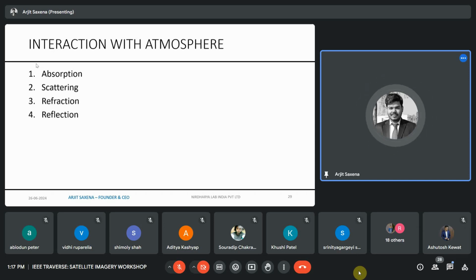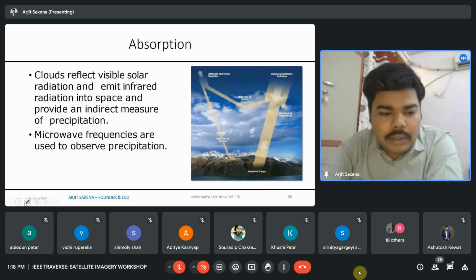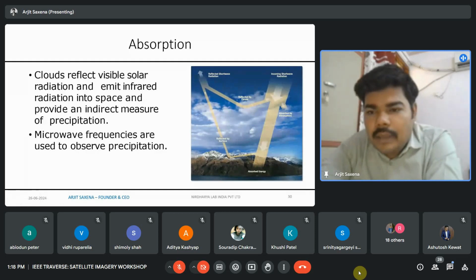Then you have refraction. Let's look at it with examples. Absorption basically is like just changing the color. See, when you're sending some short wave from the satellite, it is being absorbed through your atmosphere, by greenhouse gases like carbon dioxide or the clouds in the atmosphere. Then this is directly coming downwards.